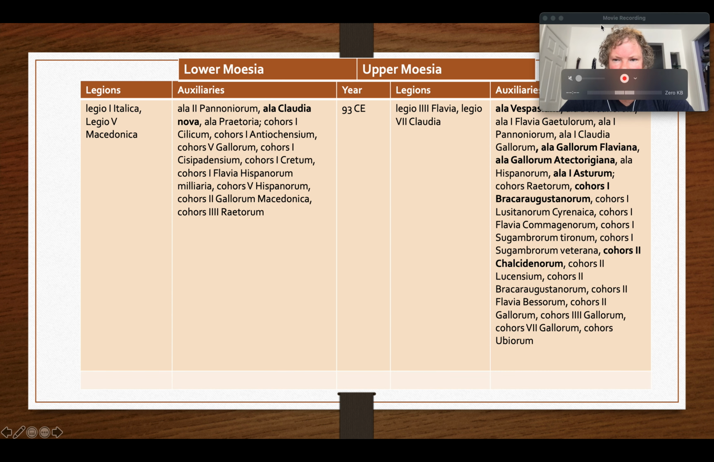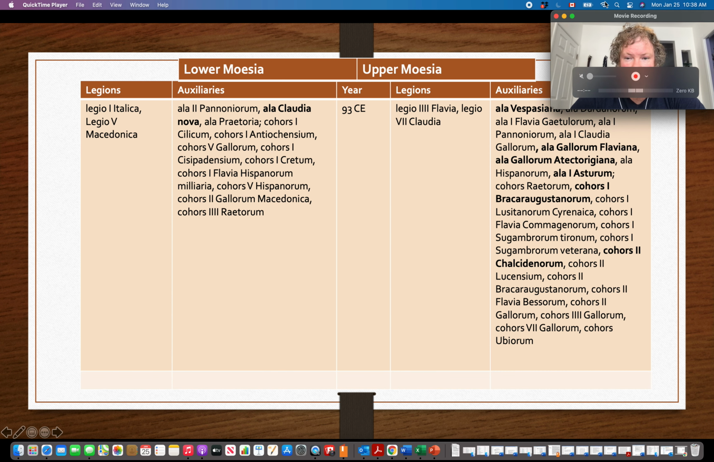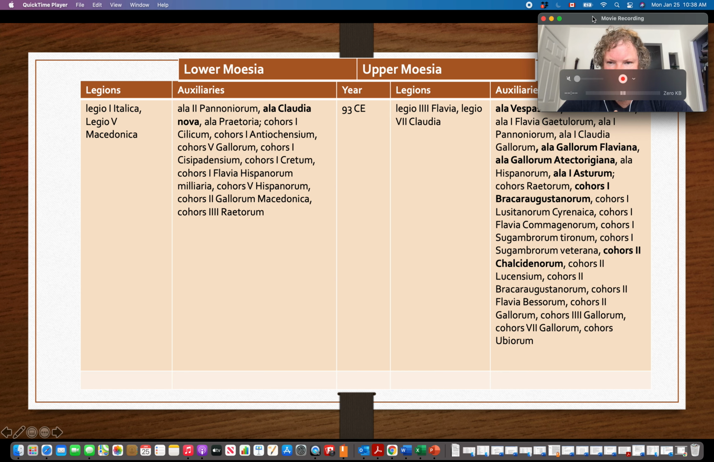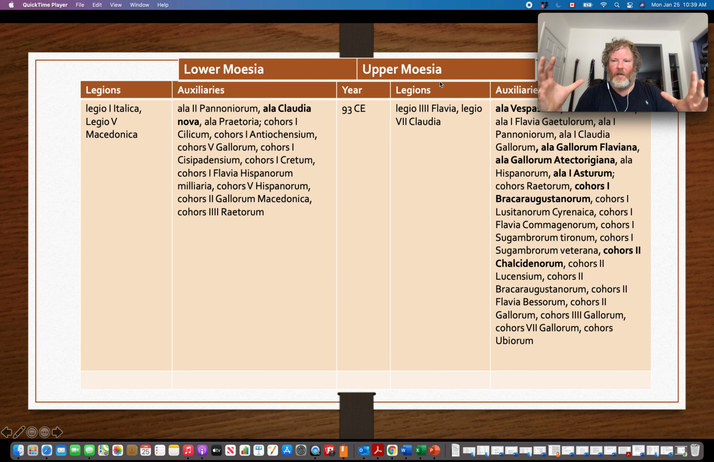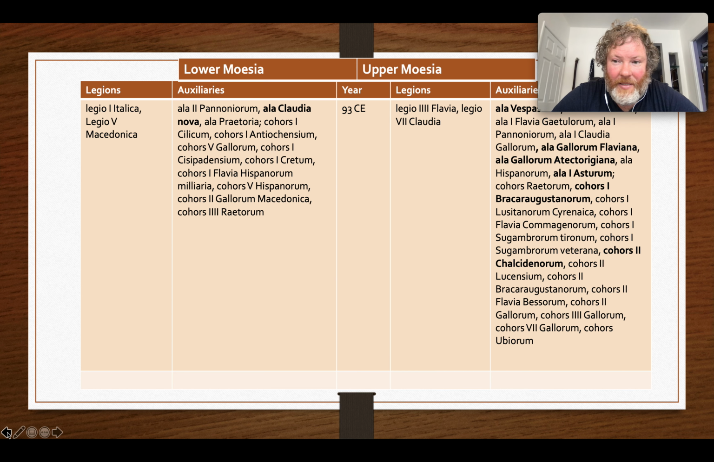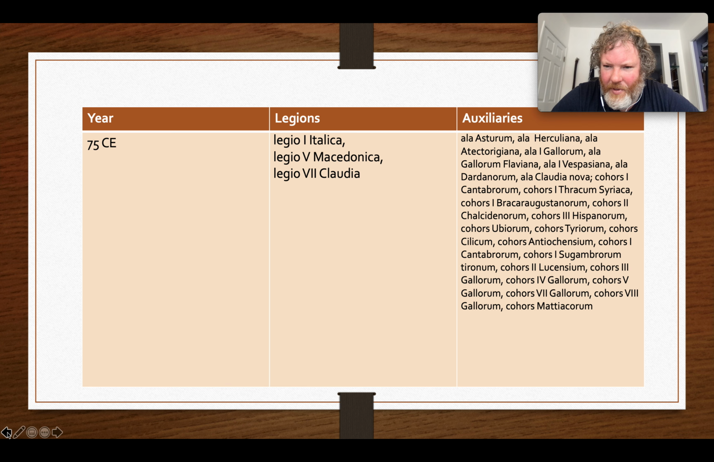Okay, but thanks to the diplomas, we know that by 93, lots of things had happened. The province was one province, and suddenly it's 2 provinces, an Upper Moesia and a Lower Moesia, and we can see that there had been a number of new additions. Now, if my memory was better, I would remember why some of these are in bold and some of these aren't.